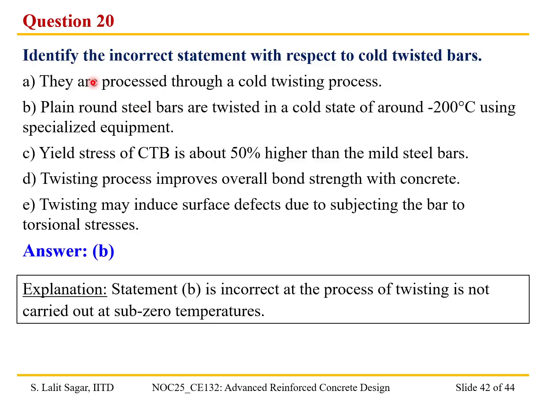Okay, because let me go statement by statement. Yes, the CTB bars are processed through a cold twisting process, but they're not subjected to sub-zero temperatures. Usually they're twisted at room temperature or near room temperatures only, right? And the yield stress of cold twisted bars is about 50% higher than the mild steel rebars. That is correct. And the twisting creates ribs in the rebars, which improves the overall bond strength with respect to concrete. And finally, the twisting can induce surface defects because of subjecting the rebar to the torsional stresses. Okay, so option B is the only incorrect statement, whereas the other four statements are correct.